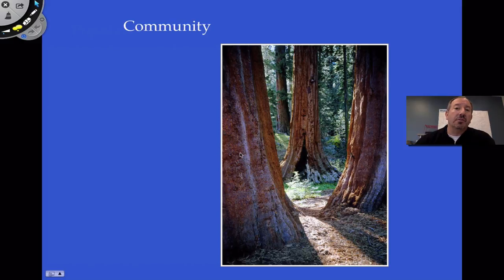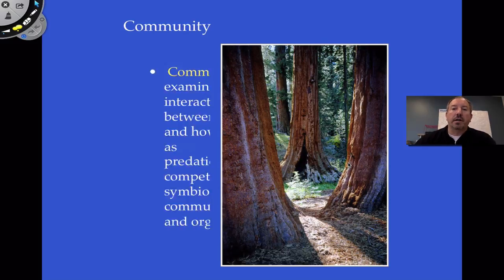And then there's the community. In other words, the community is not just the sequoia trees, but it's also considering the ferns, and it's considering the incense cedar trees. It's considering the Douglas fir. It's considering squirrels. It's considering the beetles. It's considering the ants. It's considering all of the populations living in a particular area.